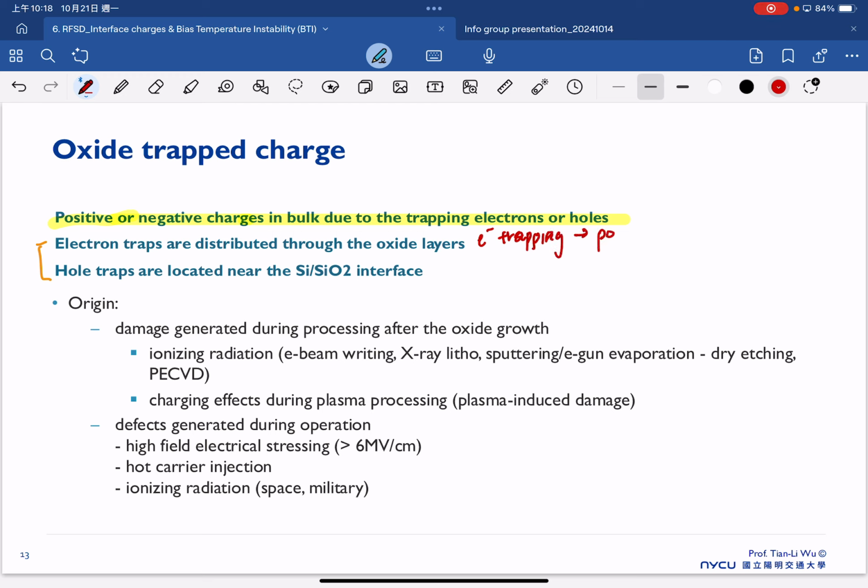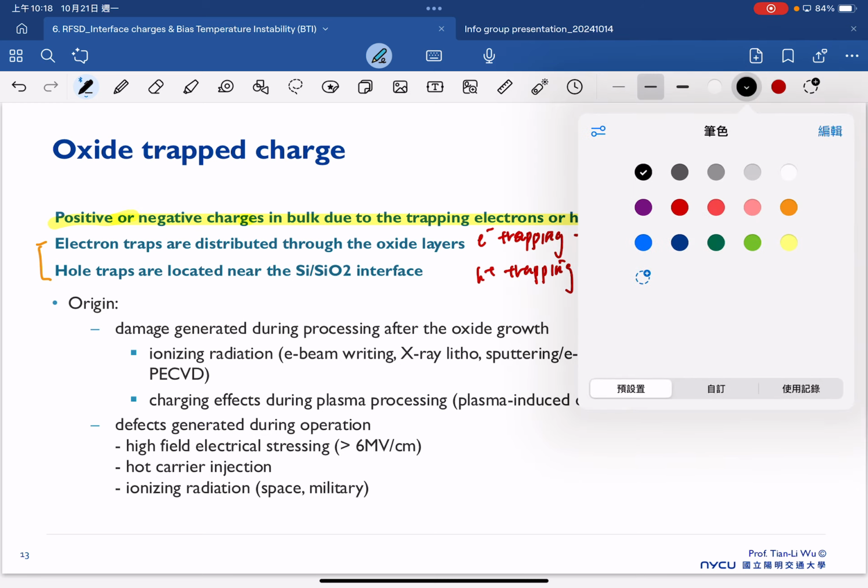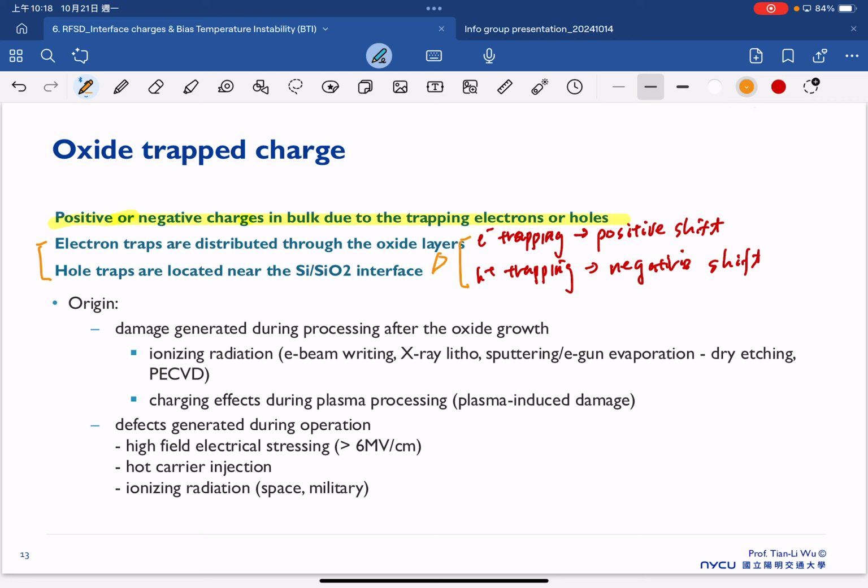If we have the hole trapping, we have a negative shift. This is a very important concept here, because this can help us to understand in our device whether we will have the electron or hole trapping or not, because we can look at the electrical result shift to do the first estimation.